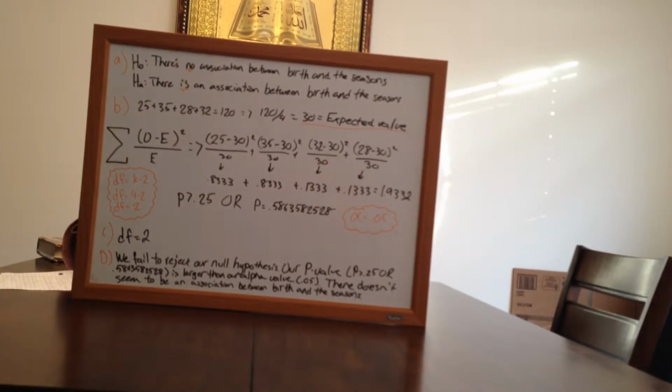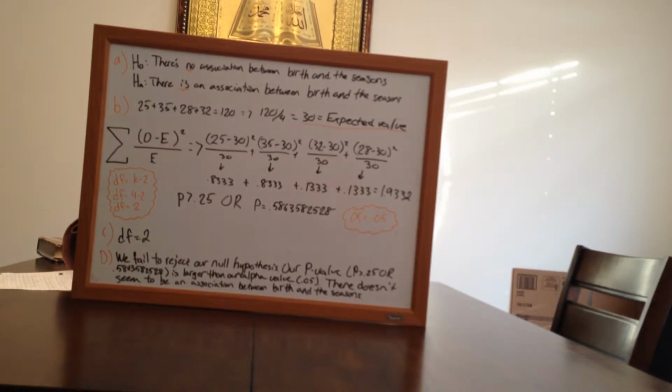So we need to state our null hypothesis, or our hypotheses, as A asks us to do. Our null hypothesis would be that there's no association between birth and the seasons. However, our alternative would mean that there is an association between birth and the seasons.